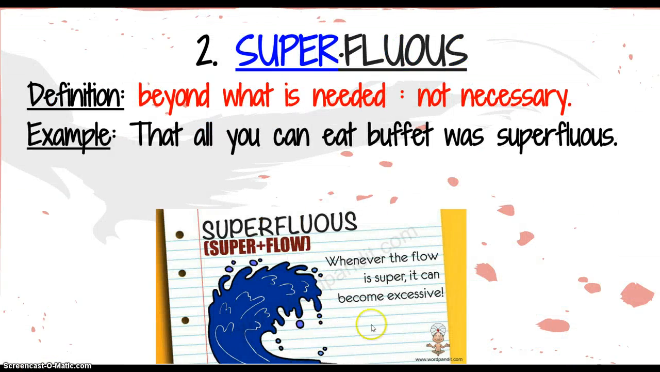The next word is superfluous. Just like you've done with the previous words, you're going to separate the prefix from the base word. You're going to draw a line right here. Superfluous. The definition is beyond what is needed, not necessary. Example: that all-you-can-eat buffet was superfluous. And here's this picture down here that connects the prefix to the base word, superfluous. Whenever the flow is super, it can become excessive.